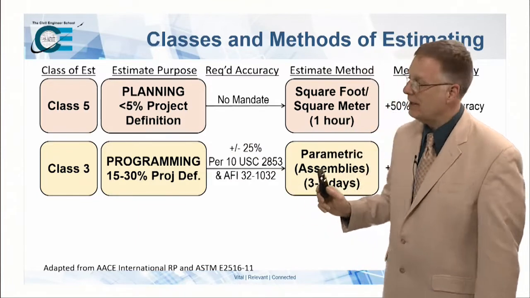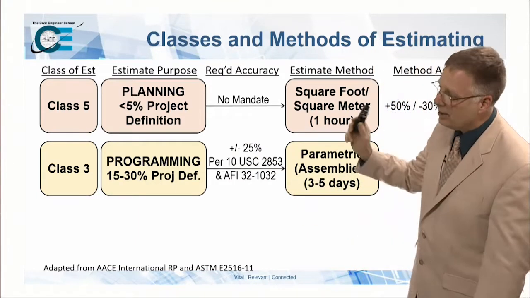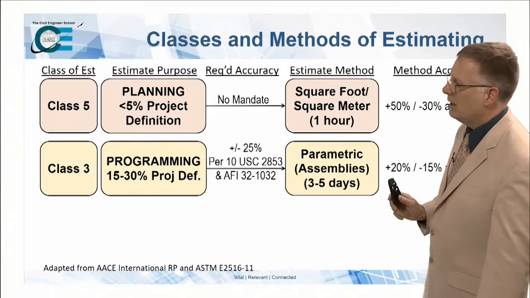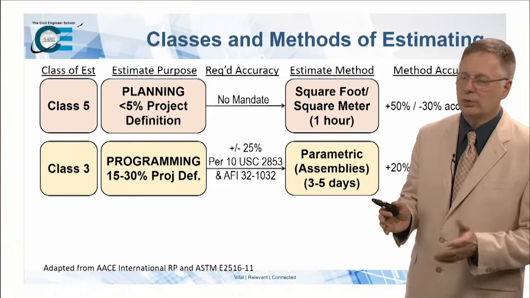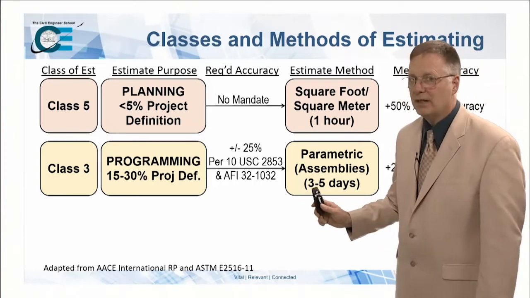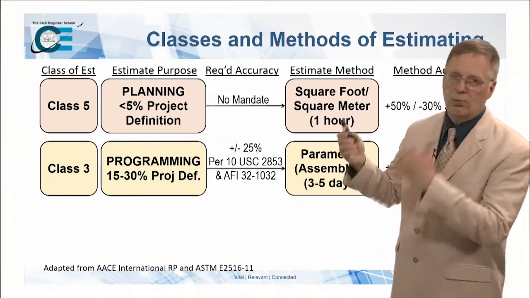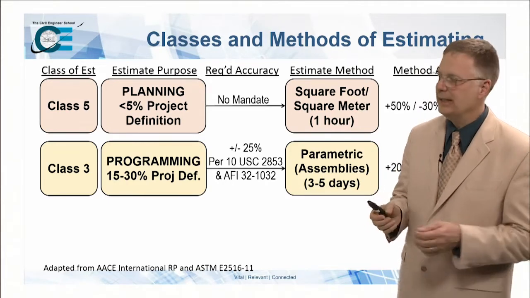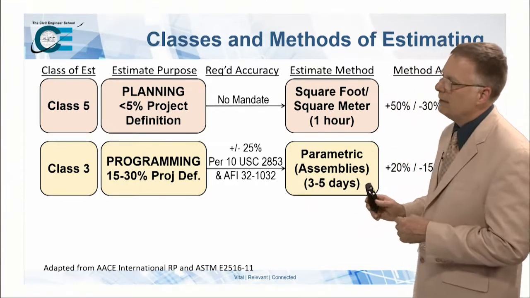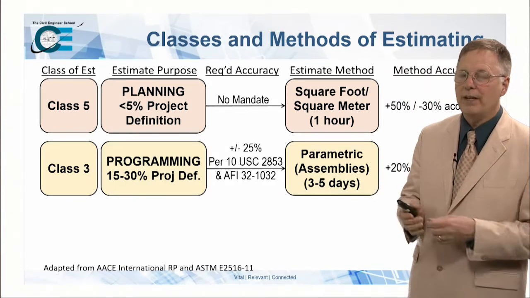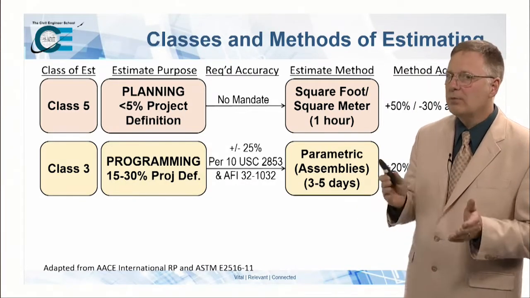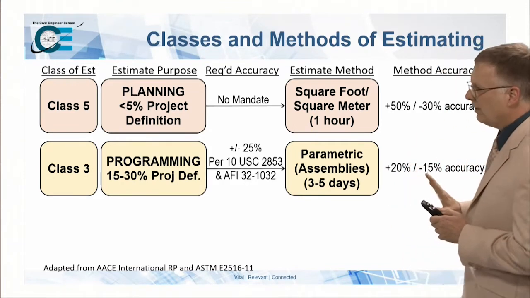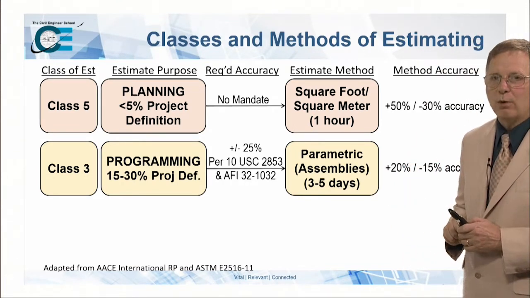So how do we get there? You have to use a parametric method. You can't use these higher methods because they don't get you within 25%. The parametric method, also in the commercial world called assemblies, takes you a bit of time. Now, if it's a small little project like that ramp that we saw on the previous page, I could probably knock that out in less than a day. But for a major project like a major renovation, you're probably going to take somewhere up to a week to generate that estimate. But it does get you within the accuracy range that you need to have for a programming estimate.